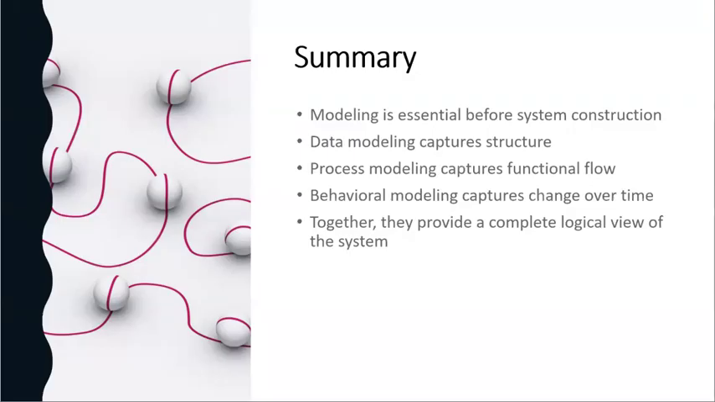Okay. Then we ended with behavioral modeling. Here we're saying it captures how the system changes over time, right? It identifies events, states, as we discussed, and valid transitions. Without behavioral modeling, systems may allow incorrect sequences, including invalid operations. So when we combine these three perspectives, we get a complete logical understanding of the system. And only after that logical understanding is clear, should we move to design and implementation.